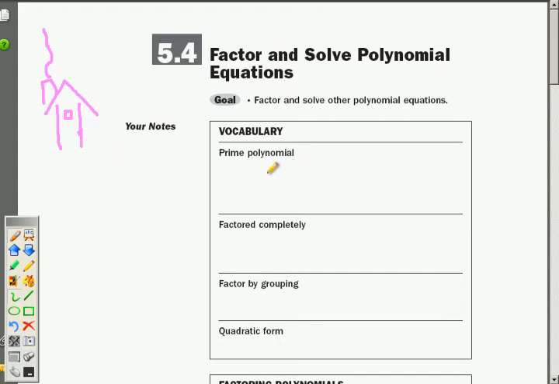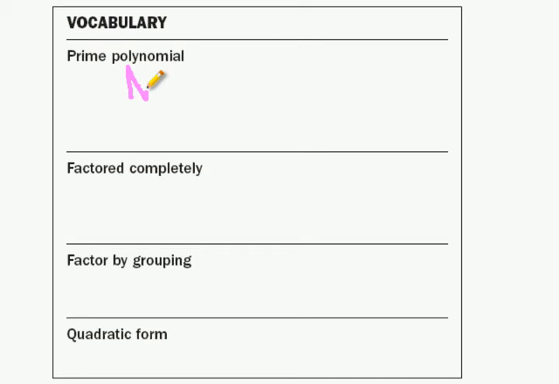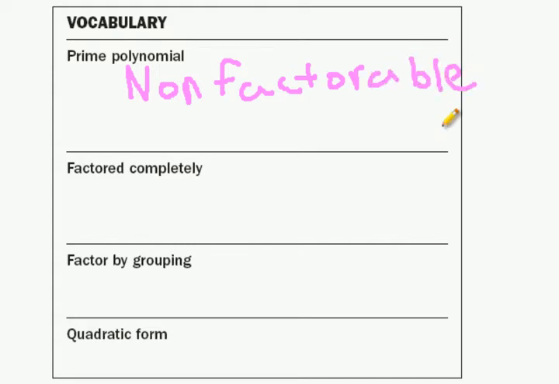Prime polynomials are just like prime numbers. Basically, they're non-factorable. The only factors they have are themselves and 1. So numbers like 5 are prime. We'll have things that are non-factorable, things that you can't factor. To factor something completely just means, finish the job. Take a look at everything. Even though you factored it once, you might be able to factor it again. So I'm just going to put the word finish right here.